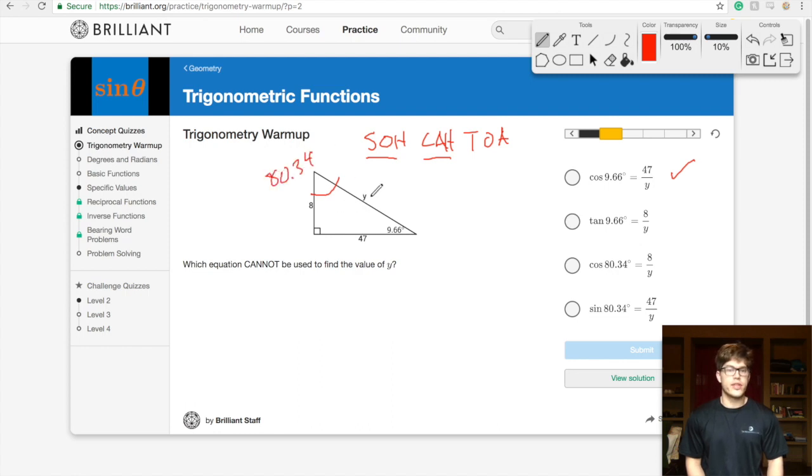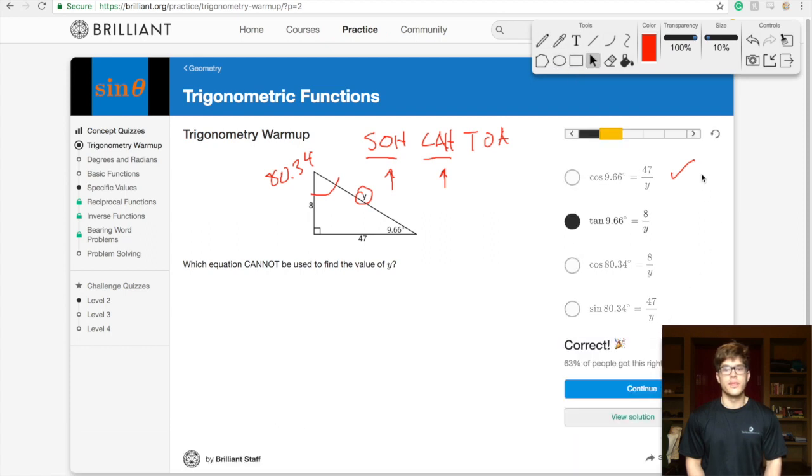And again, y is our hypotenuse, so we can use sine or cosine because it has to deal with the hypotenuse. Tangent has nothing to do with the hypotenuse of our triangle. It has to do with the opposite and adjacent sides. So it cannot be tangent of 9.66. So this must be our answer. Awesome.